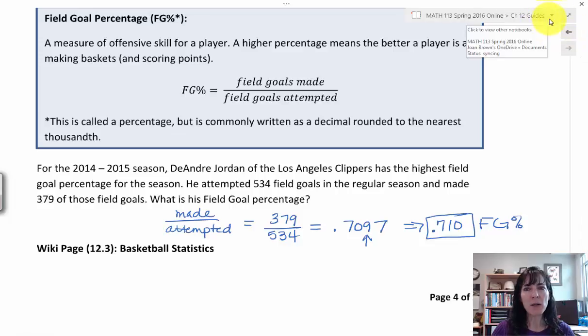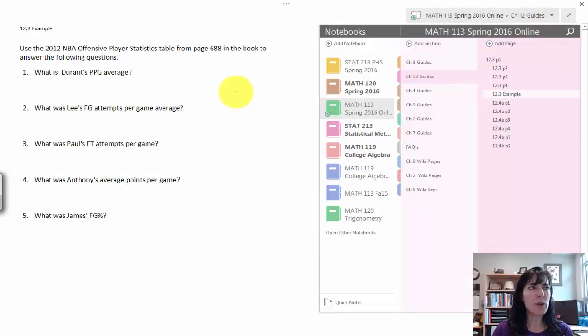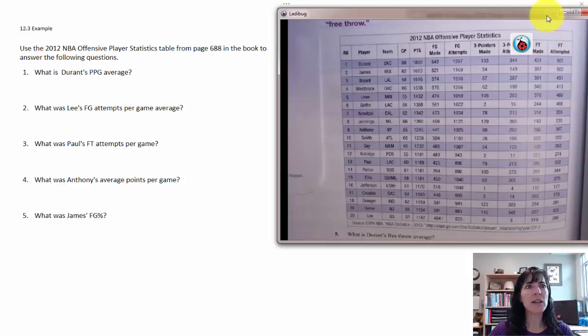I have added a page for us because it's going to help you on your wiki page. It's going to use this table of data, and that's what I'm referring to. It is also in your book on page 688 if you want to pull that up.